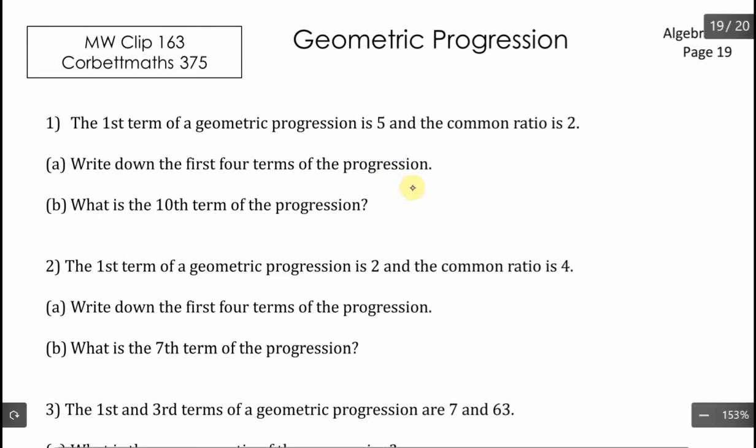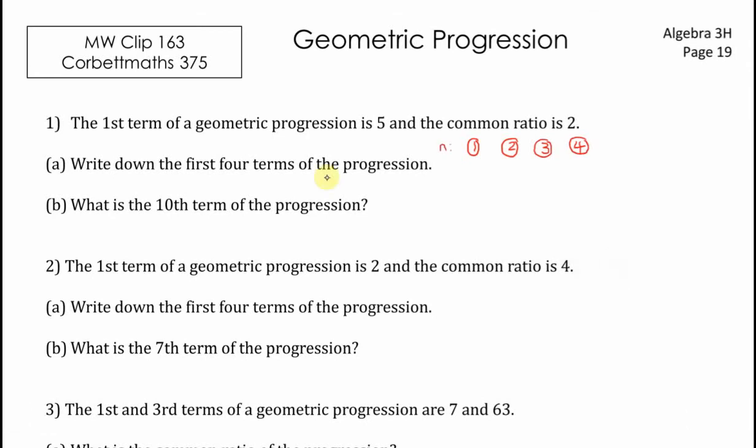Right, number one, the first term of a geometric progression is 5 and the common ratio is 2. Write down the first 4 terms of the progression. Now, whether it be an ordinary arithmetic progression or quadratic or geometric in this case, if I'm asked to write down however many terms, I like to write down those term numbers, the n numbers in other words.